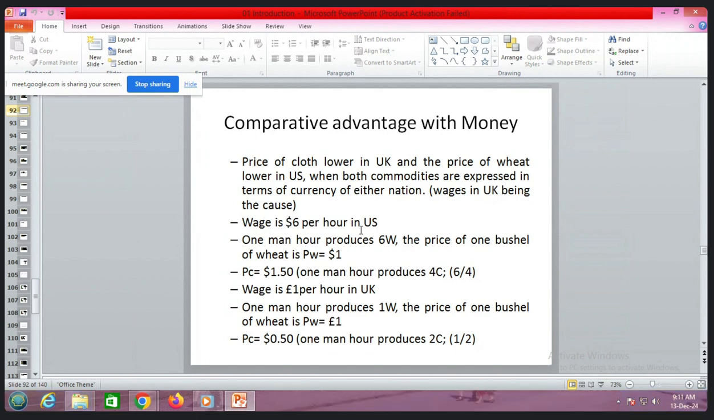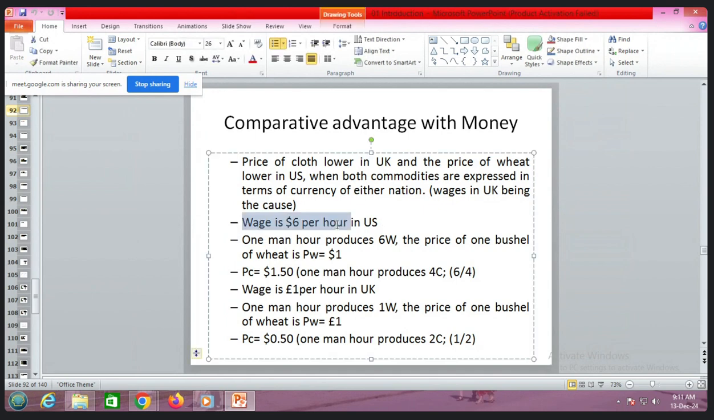So we are saying that US is a costly economy in terms of labor cost. So we are saying that the wage of labor is $6 per hour in US. Okay. So yesterday's table, I hope you have it for reference. I'm not going back to that table. We had said that US produces 6 wheat per hour and 4 cloth per hour, yards of cloth per hour.